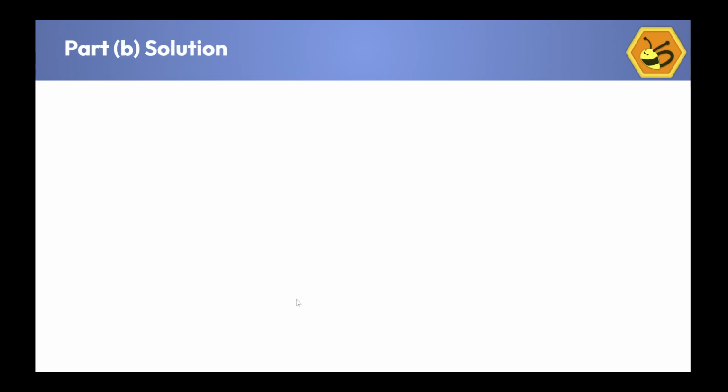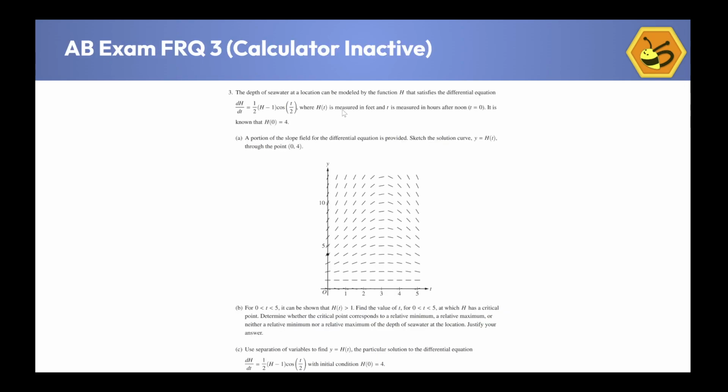And for FRQ3, we have differential equations. So if you're not very good at differential equations, this might be more helpful. So we have a slope field, we have something about derivatives, which involves relative minimum, maximum, and neither. And then we have separation of variables to solve a differential equation with an initial condition, so an initial value problem.